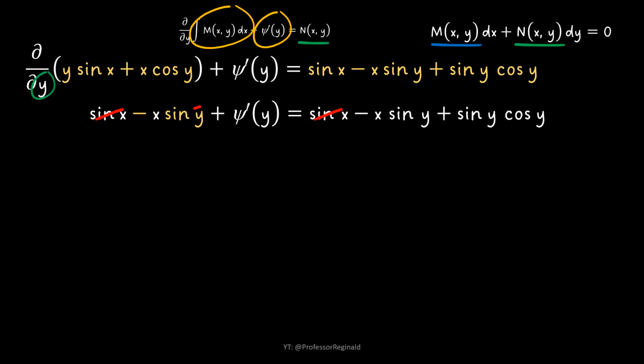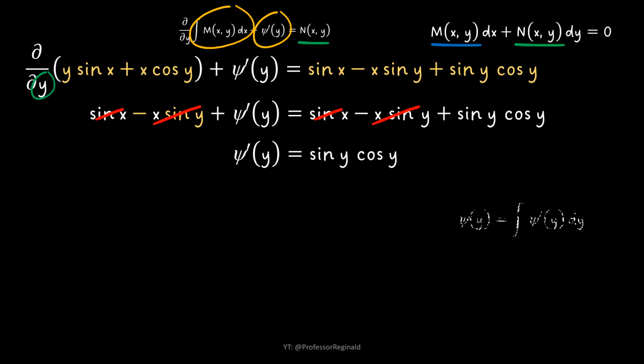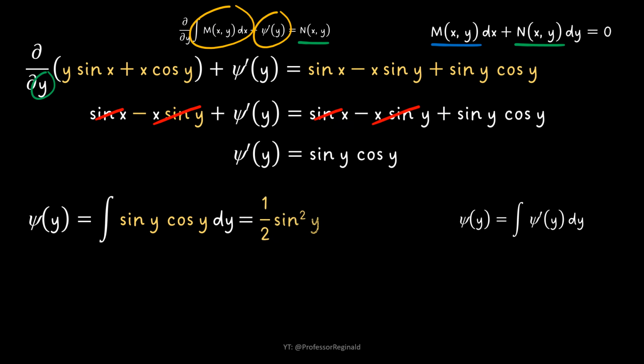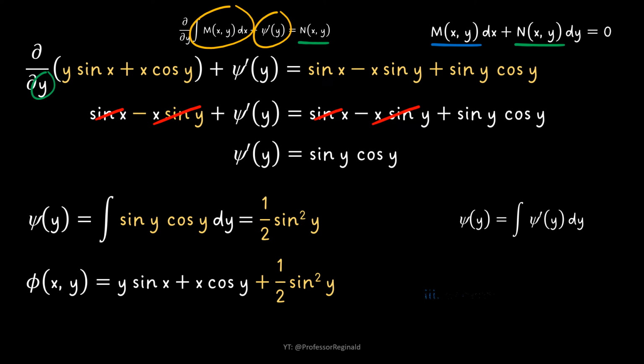Cancel out the same terms on both sides of the equation. Now we have the derivative of the arbitrary function. Find the arbitrary function by integration. Integrate using the general power rule, where u equals the sine of y and du equals the cosine of y dy. And then substitute into the expression of the unknown function. Therefore, the general solution is given implicitly by the following equation.